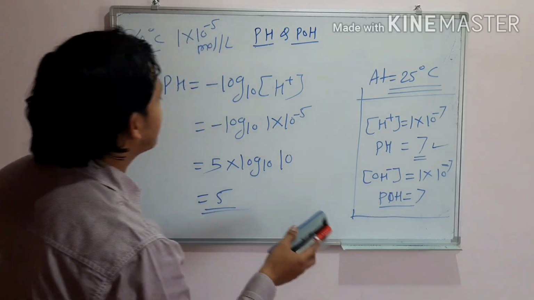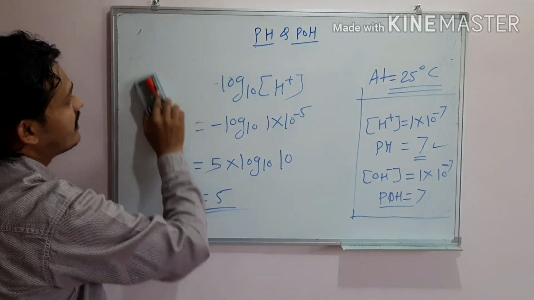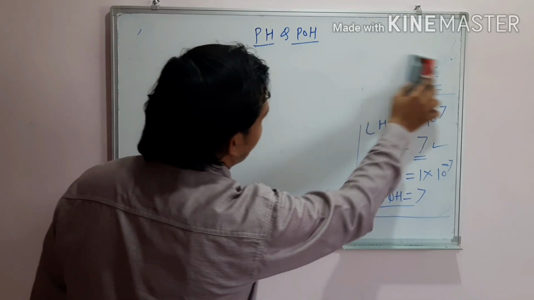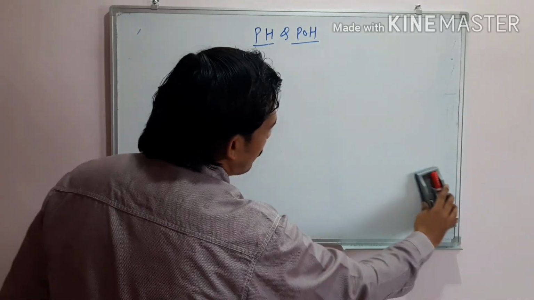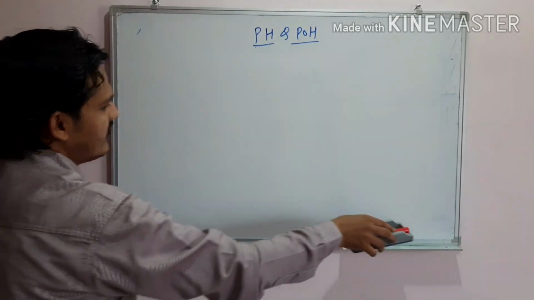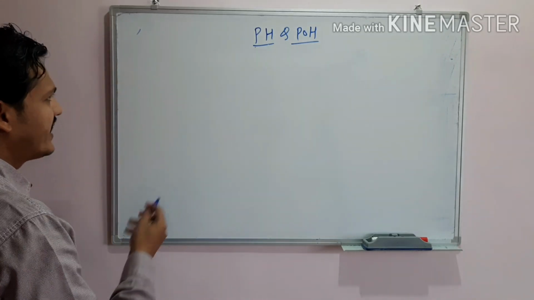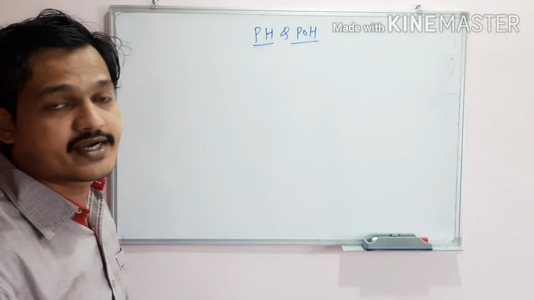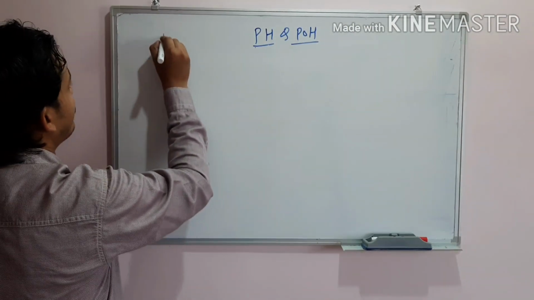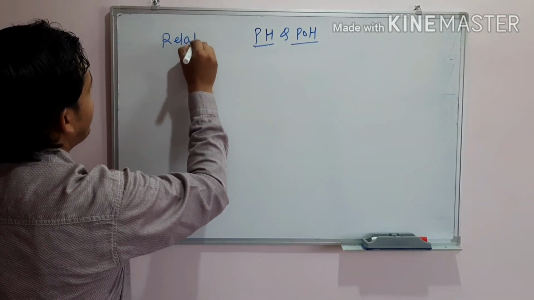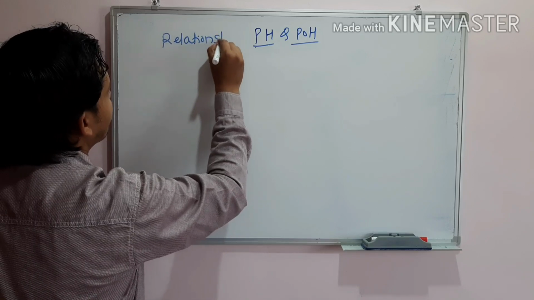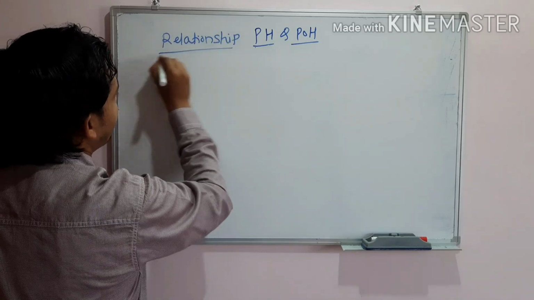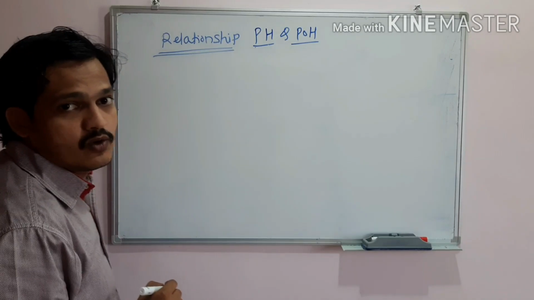Okay, so this is all regarding pH and pOH. All regarding pH and pOH. Okay. Now, I am taking another example, but later. So, let us move to the next point, that is the relationship between pH and pOH.